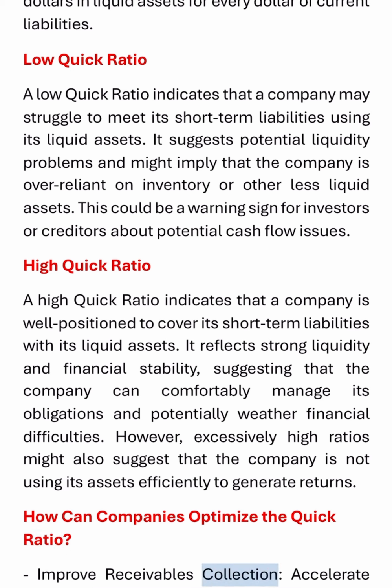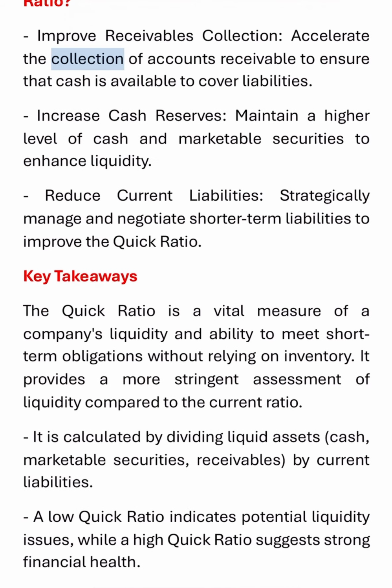How can companies optimize the quick ratio? Improve receivables collection. Accelerate the collection of accounts receivable to ensure that cash is available to cover liabilities. Increase cash reserves. Maintain a higher level of cash and marketable securities to enhance liquidity. Reduce current liabilities. Strategically manage and negotiate shorter-term liabilities to improve the quick ratio.